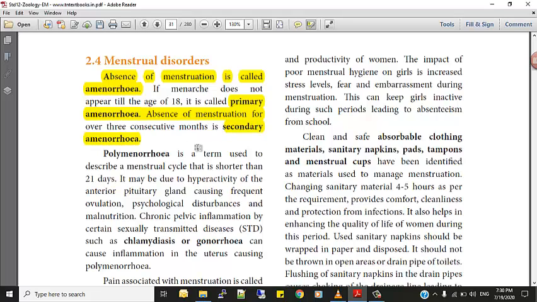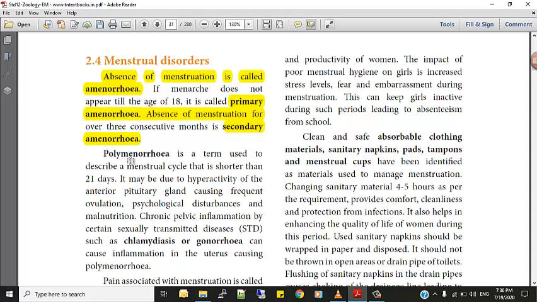Once again I repeat, primary amenorrhea is when menarche does not appear till the age of 18. And what is secondary amenorrhea? It is the absence of menstruation for 3 consecutive months. So absence is amenorrhea. If it does not come at first, that is primary; if this kind of problem comes afterwards, that is secondary. Is it clear for you? Okay, now we will move on to the next term, polymenorrhea.